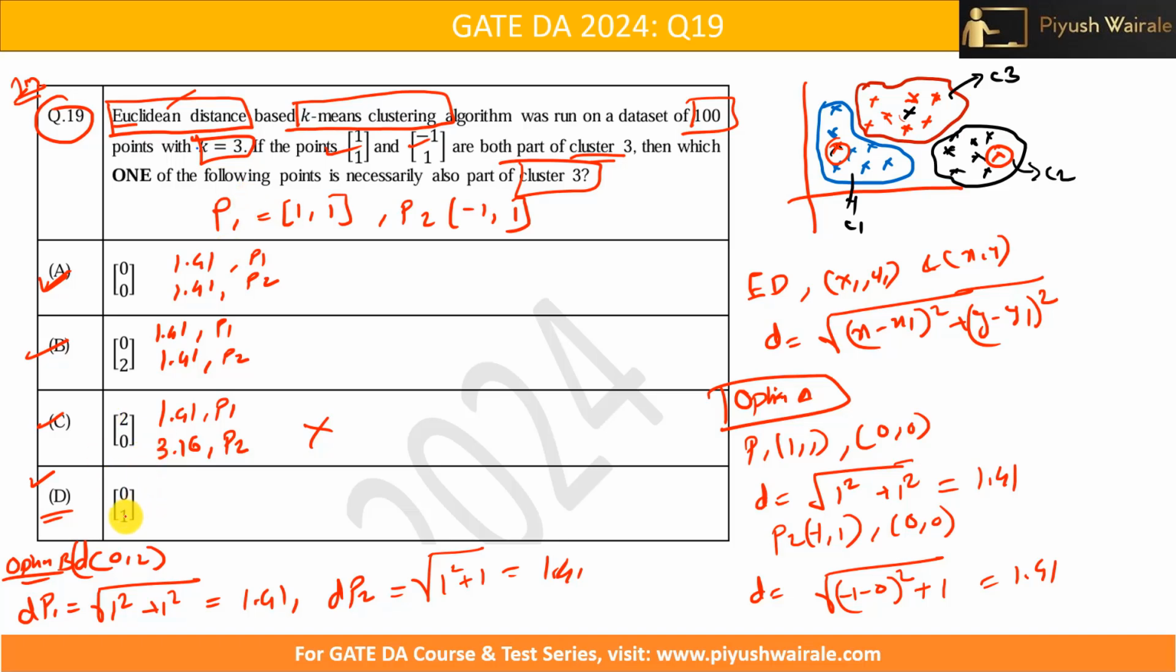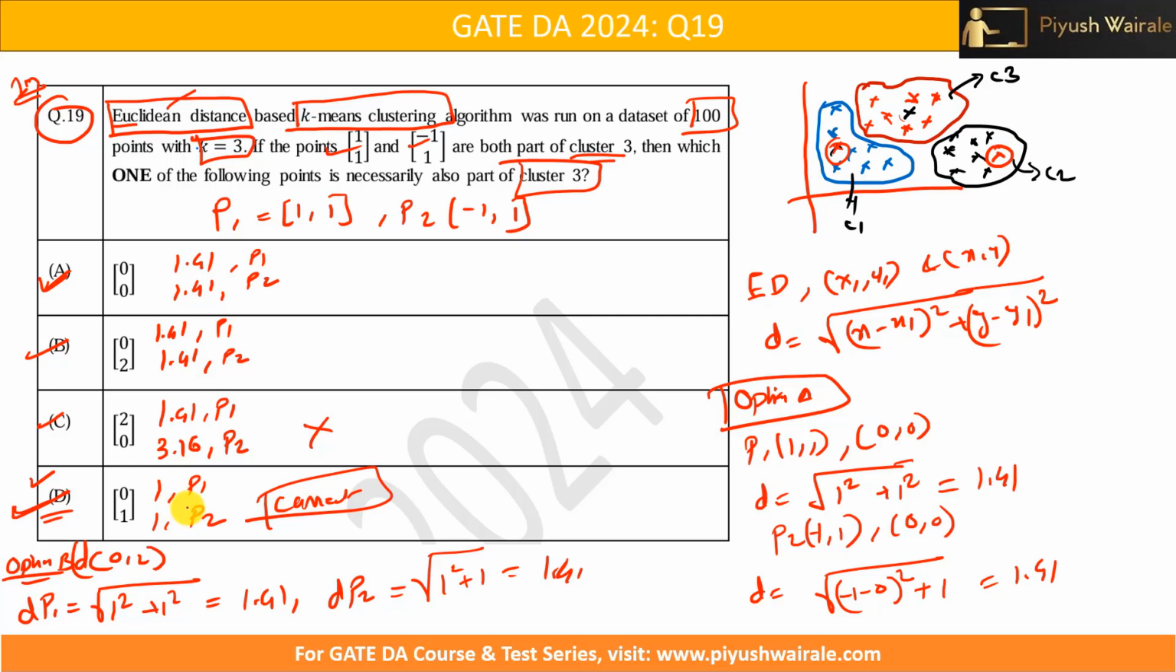(0 minus 1), 1 square, plus (1 minus 1), 0, so that is 1 for P1. Again 0 minus of minus 1, that is 1, plus 1 minus 1, 0, so 1 again. So for P2 also, 1. So the distance between this particular point and P1 and P2 is 1 only. Out of all these 4 options, which point has the minimum distance to P1 and P2? That is option D. So option D is the correct one here, that is (0,1).